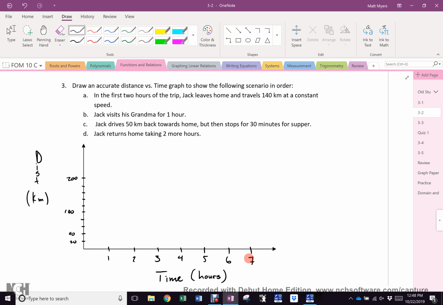If you're still sketching, that's cool. Just have a quick look up. Why have I set it up with time down here and distance over here? Time is our independent variable, okay? And generally speaking, we put the independent variable on the x-axis, almost always, okay?